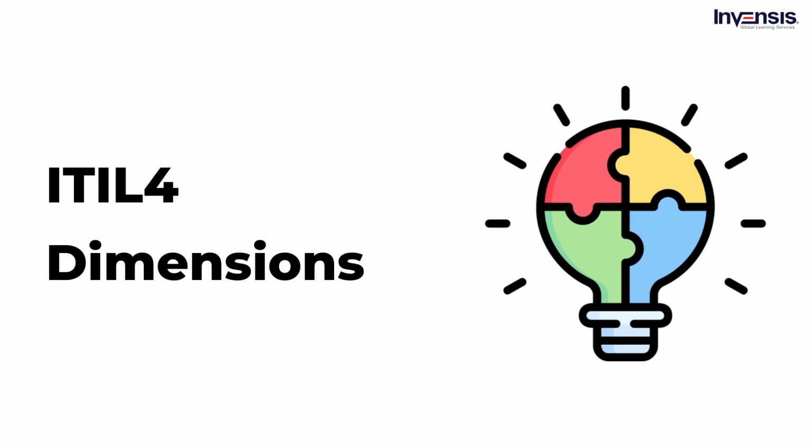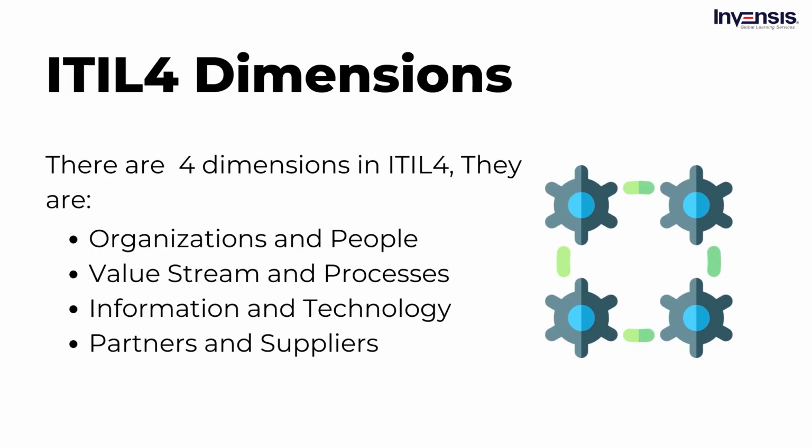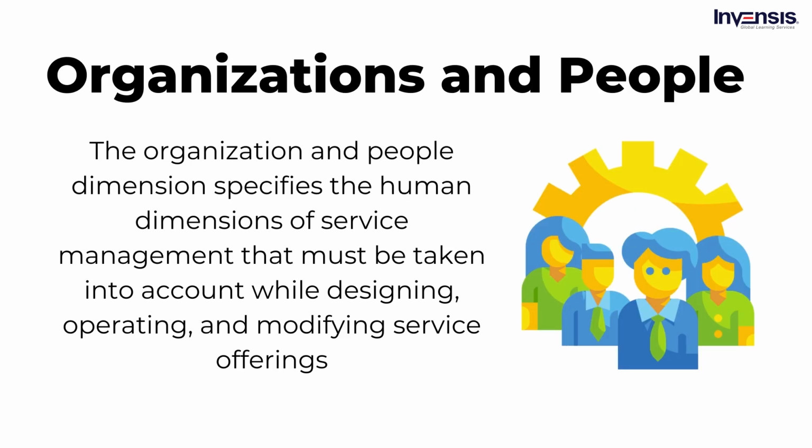Now, let us start with the ITIL4 dimensions. ITIL4 dimensions comprise 4 major dimensions. They are: Organizations and People, Value Stream and Processes, Information and Technology, and Partners and Suppliers. Now, let us discuss the dimensions in detail. To start with, Organizations and People is the first dimension. The Organizations and People dimension specifies the human dimensions of service management that must be considered while designing, operating, and modifying service offerings. This is all about the Organizations and People dimension.